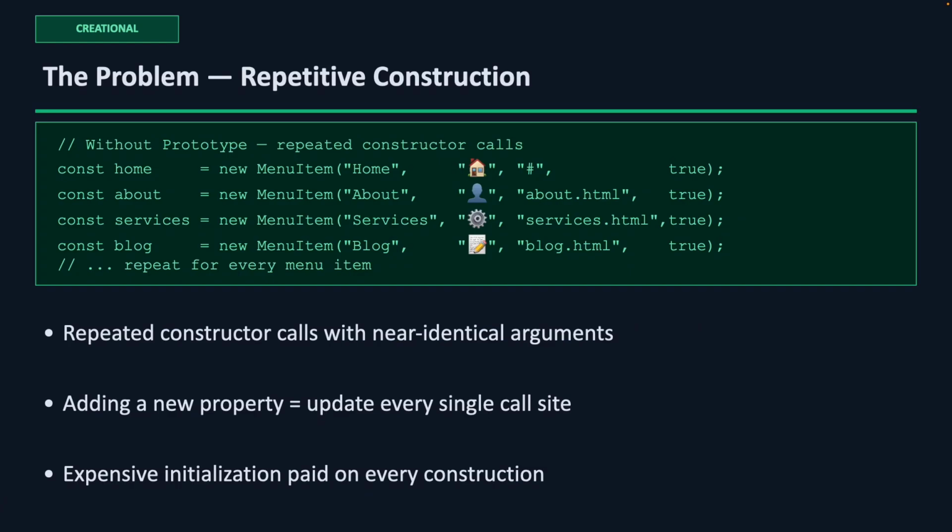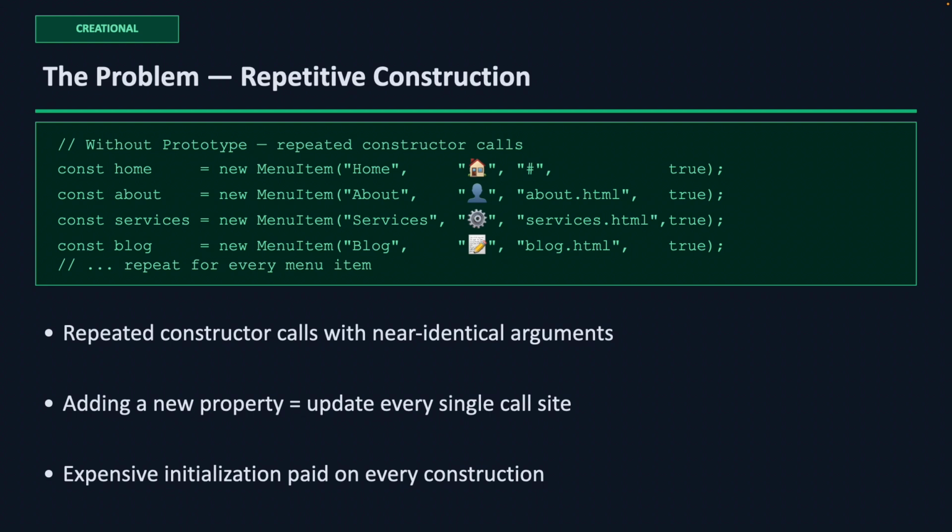Without the prototype pattern, we have two problems. First, we see that there's a repetitive constructor. Every menu item will need the same 4 arguments in the same 4 positions. That's a little bit more cognitive overhead, and it becomes a maintenance hazard if the construction signature ever changes.